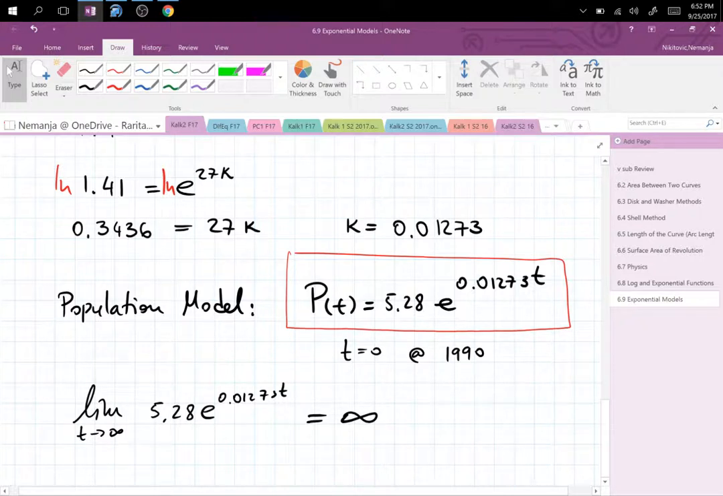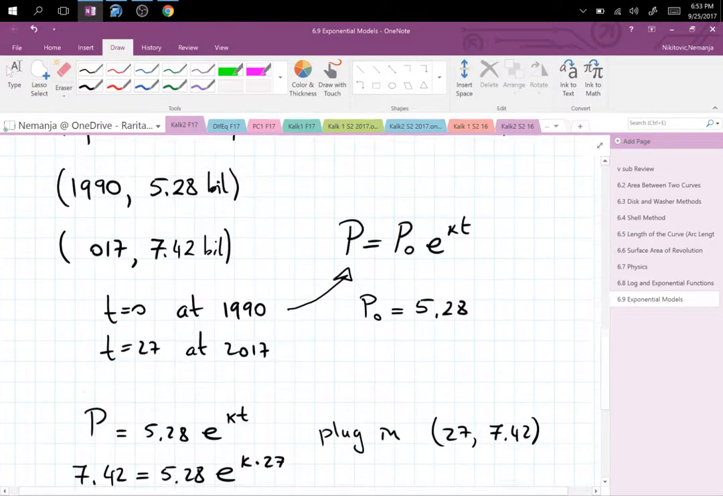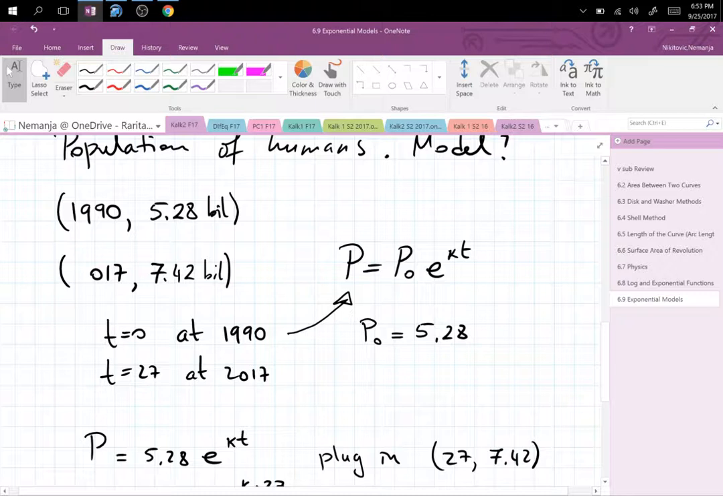So when you consider that carrying capacity, then you consider the explosion of population that we have. You can see that in 1990 there was 5.28 billion. And then in 2017, only 27 years later, we have 2 billion extra, right? So the population is growing very quickly.